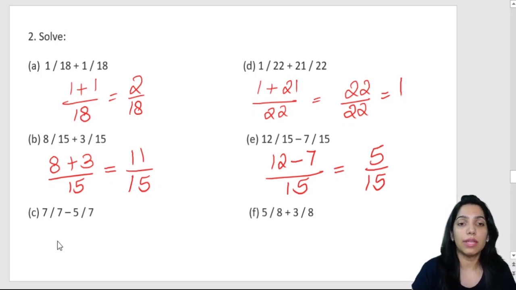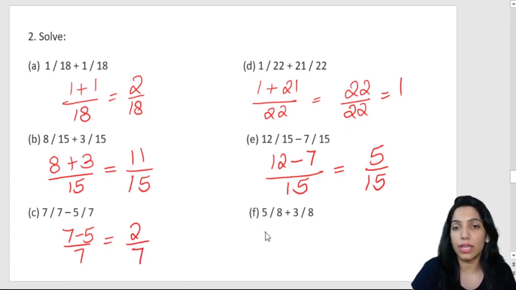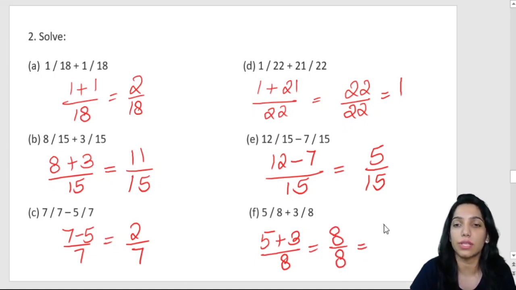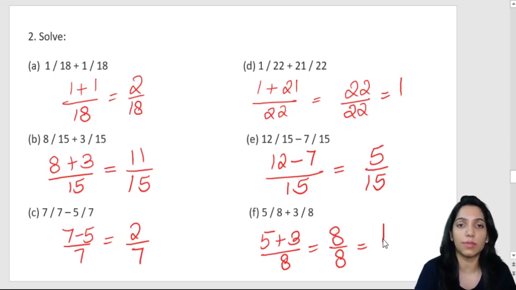Now the next one is 7 over 7 minus 5 over 7. So what is 7 minus 5 over 7? It will be 7 minus 5 over 7, that is 2 over 7. Moving on to the next one, it's 5 plus 3 over 8, right? So 5 plus 3 is 8 over 8. Again, out of 8, all the 8 are selected. So the answer is 1. I hope this is clear to all of you students. Now let's move to the next one.